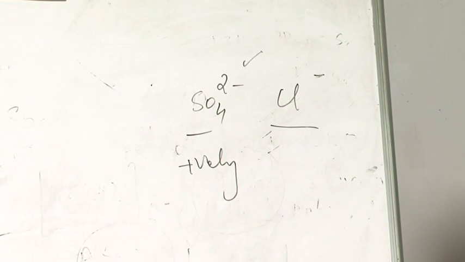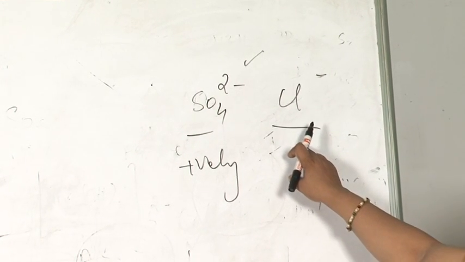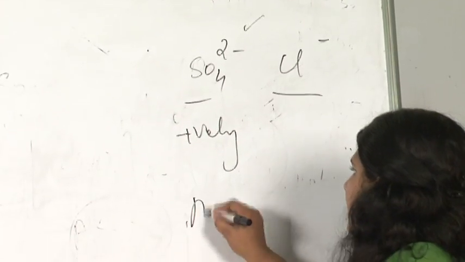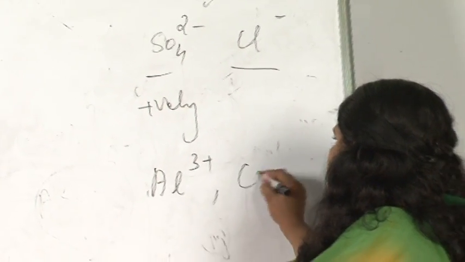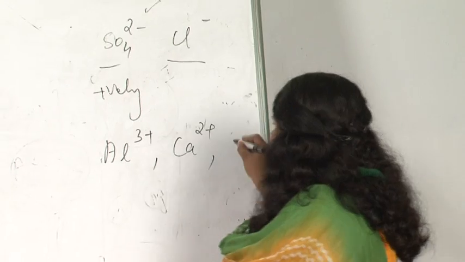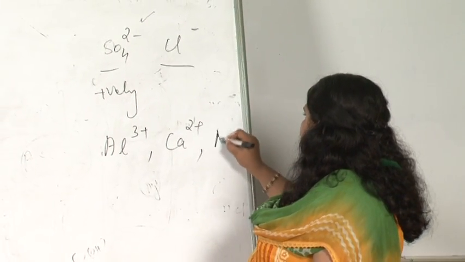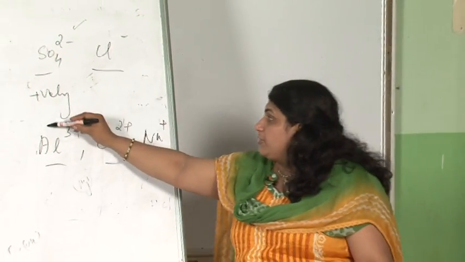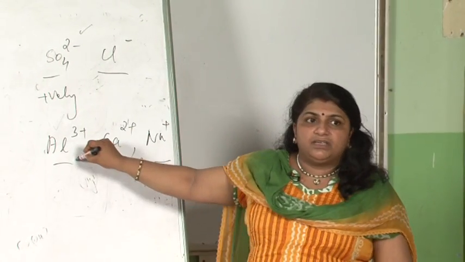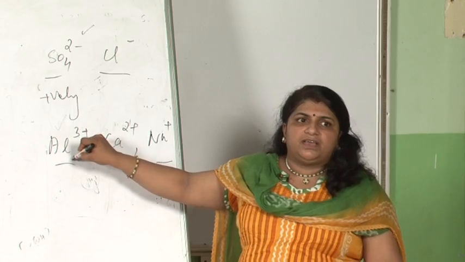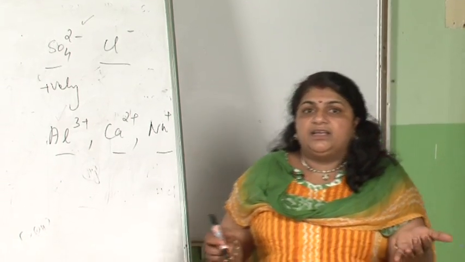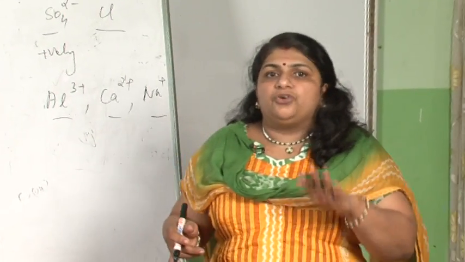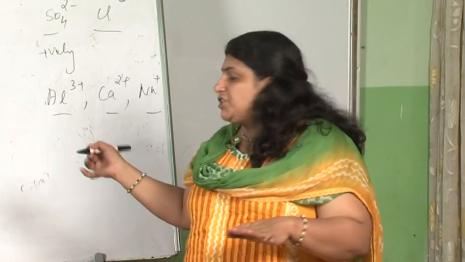Higher the charge on the electrolyte, more effective will be the coagulation. If I write Al3+, Ca2+ and Na+, which will be more effective in coagulation? Al3+ will be more effective because it has more charge. Higher the charge of the electrolyte which is added, more effective will be the coagulation. That is what is called the Hardy-Schulze rule.